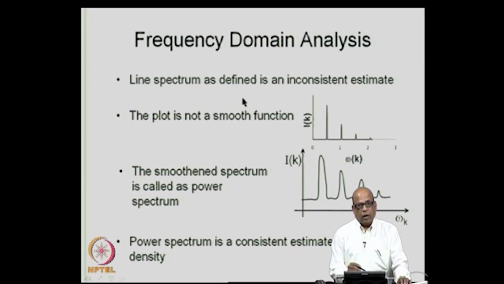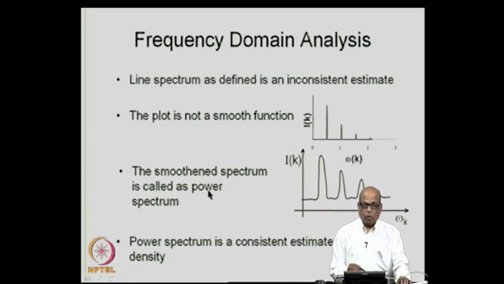The line spectrum, as we had defined, is a statistically inconsistent estimate, and the plot that we get typically is not really a smooth function. You get spikes like this, and these need not actually be 0, but there will be some lines like this, and then there is another peak and so on. So, this is not really a smooth function. We smoothen the function and redefine the line spectrum.